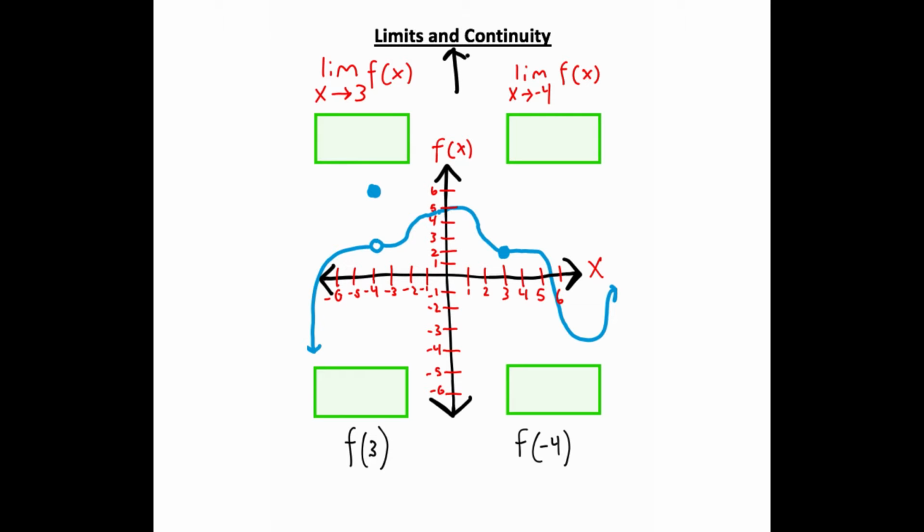Let's talk about limits and continuity in Calculus 1. So I have a limit of my function as my x approaches 3. We're going to solve this one first. Now, whenever you have a graph, just know that the horizontal axis are your inputs. The vertical axis are your outputs.